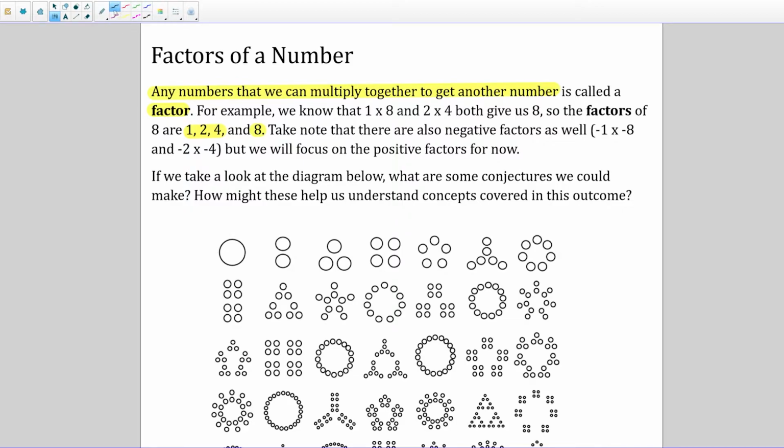Another example we could have is perhaps the number 12. We know that 1 times 12, 2 times 6, and 3 times 4 all give us 12. So that means that your factors of 12 are going to be 1, 2, 3, 4, 6, and 12. We should take note that there are also negative factors as well, such as -1 and -8, but we're going to focus on the positive factors in this outcome.